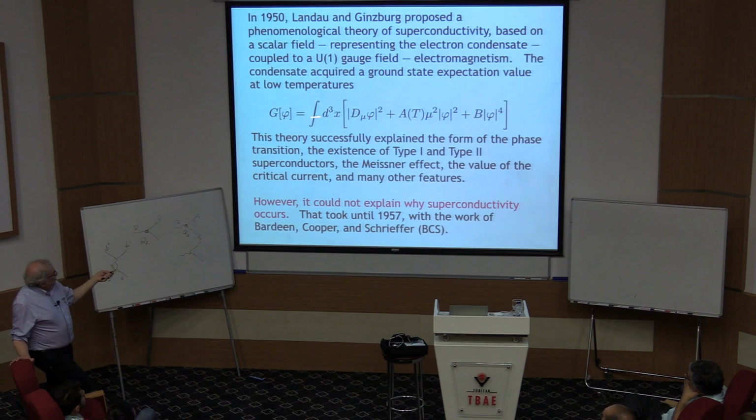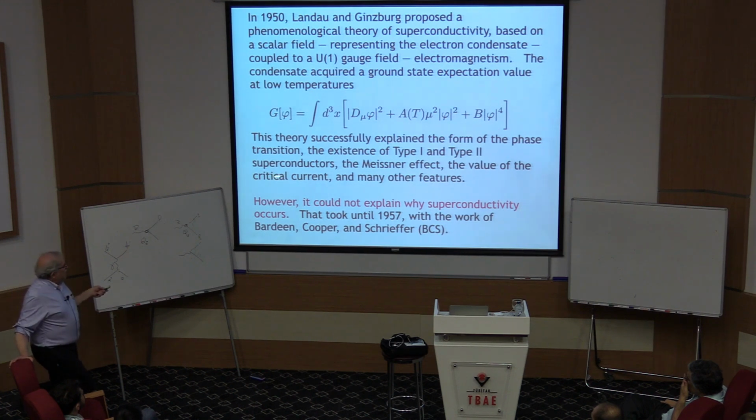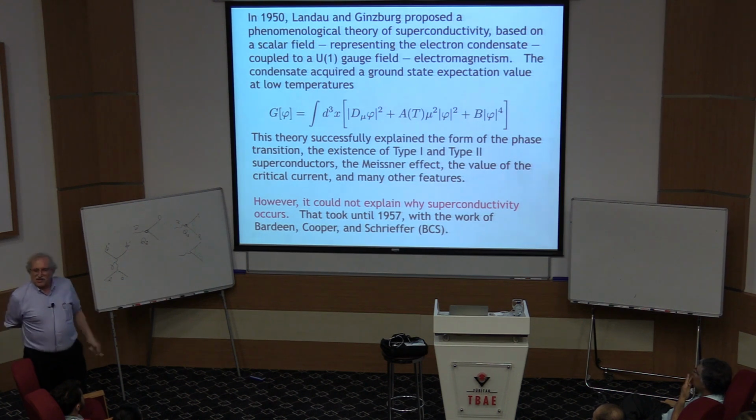Now, this theory is one of the most successful theories ever in physics. It explains the form of the phase transition, the fact that there's a discontinuity of the specific heat, the existence of what are called type 1, type 2 superconductors. It explains the Meissner effect. It explains something called the critical current, which is to say if you try and pump too much current through a superconductor, it becomes normal. Many other features of superconductivity are described by this equation.